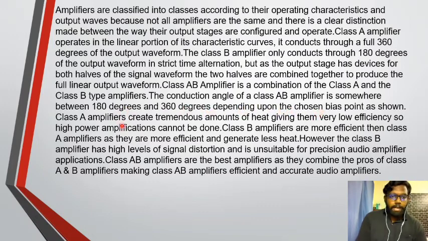Class A amplifiers create tremendous amounts of heat, giving them very low efficiency, so high power amplifications cannot be done. Class B amplifiers are more efficient than Class A amplifiers as they generate less heat. However, the Class B amplifier has high levels of signal distortion and is unsuitable for precision audio amplifier applications. Class AB amplifiers are the best amplifiers as they combine the pros of Class A and B amplifiers, making Class AB amplifiers efficient and accurate audio amplifiers.